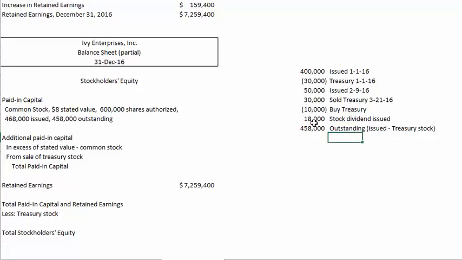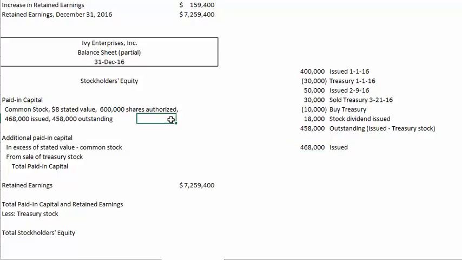Maybe wrong word to use, not outstanding, but that we hold, that we currently have, 10,000 shares of treasury stock, which means that there are 468,000. If I add those 10,000 shares back, that's issued. So outstanding equals issued minus treasury shares. Issued is like a running total of how many we've ever sold or issued, and that's 468,000. We now have 10,000 in the treasury, so it's 458,000 outstanding. So I got those two numbers.